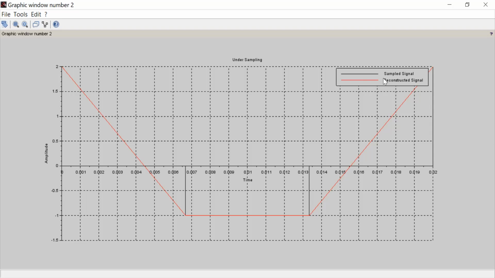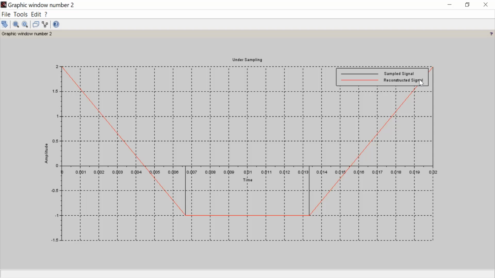Okay, then here it is displayed. This is called the legend. The legend means the black line, what does it indicate? The black line indicates the sampled signal. At these points we are sampling. Okay, at 0, at 0.0067, at 0.0134 and at 0.02 we are getting 4 samples for the given time period. Black indicates the sampled signal, red indicates the reconstructed signal.